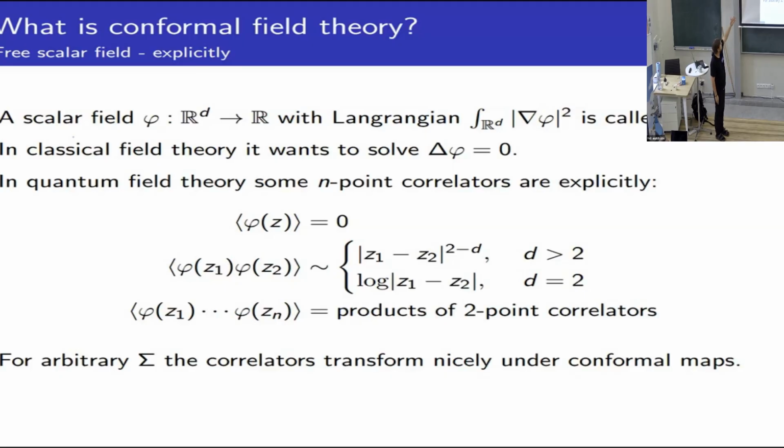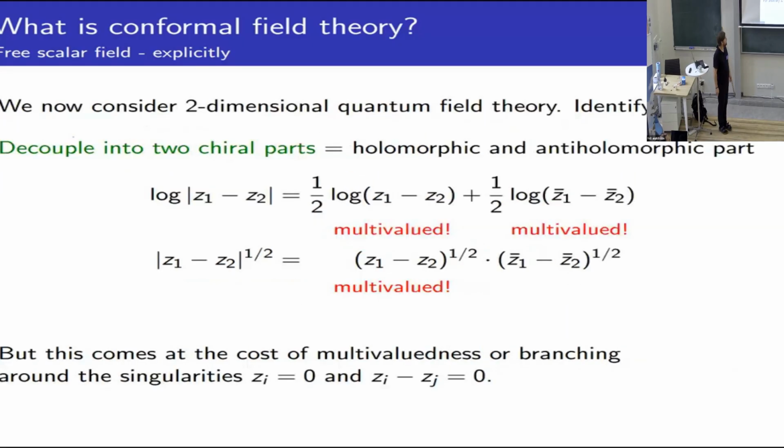And for arbitrary, not just R to the D, but for arbitrary Riemann surfaces or general manifolds, these correlators should transform under conformal maps, if 2-dimensional, but should somehow have a nice transformation behavior. And you can, for example, see that this is translation invariant in this case, right? It just depends on the distance. So this is sort of the output of such a quantum field theory.